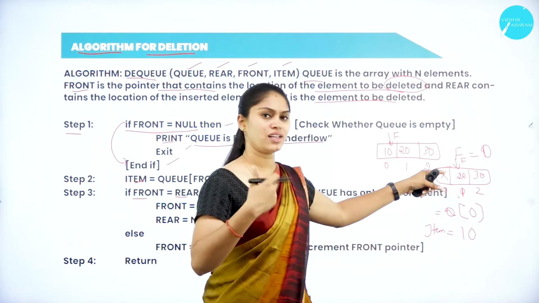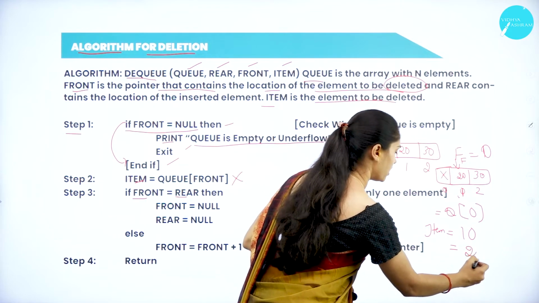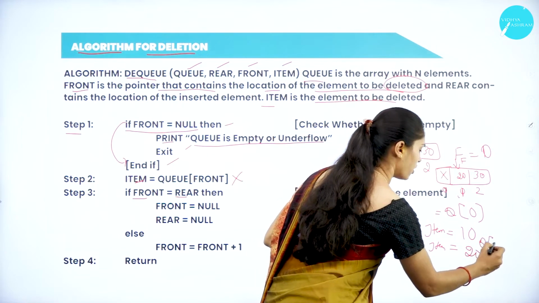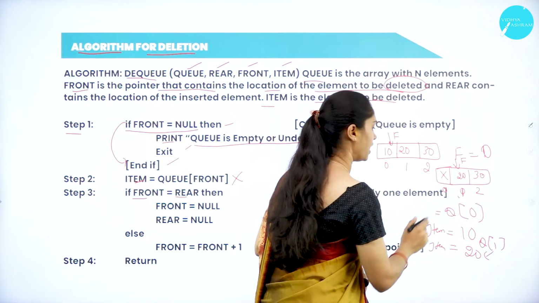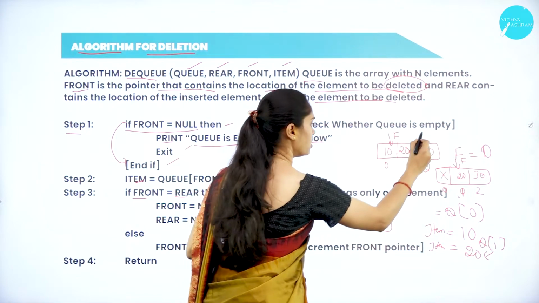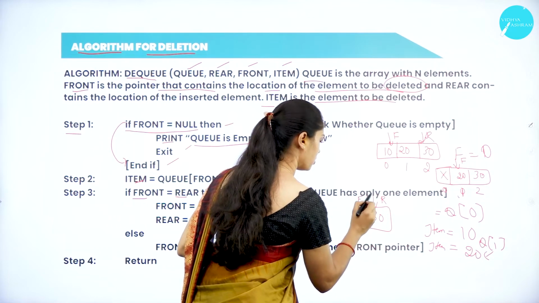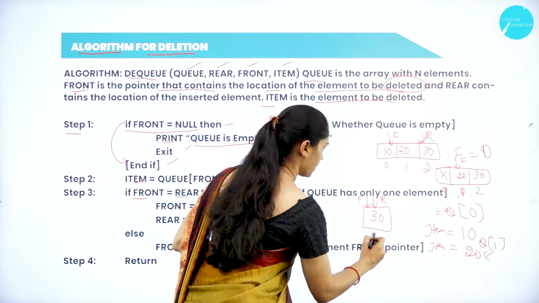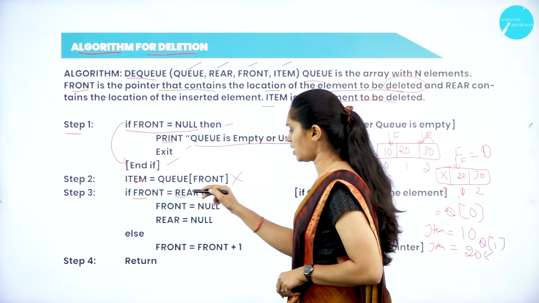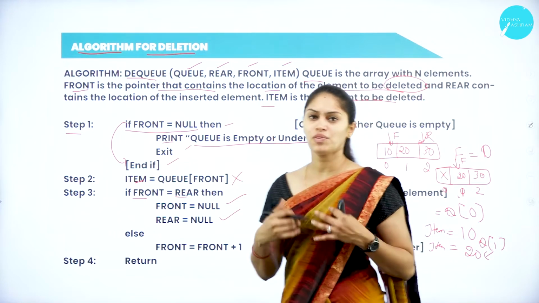Let me delete this one, then you will get to know that condition. Now I am going to delete one more item, that is 20. What is the front pointer? That is queue of 1, which is 20. So now I have deleted this 20, and I have only one element, 30. This indicates rear, right? When rear and front both are indicating the same position, what will happen? If front is equal to rear, then front is equal to null and rear is equal to null. So what are we going to do?